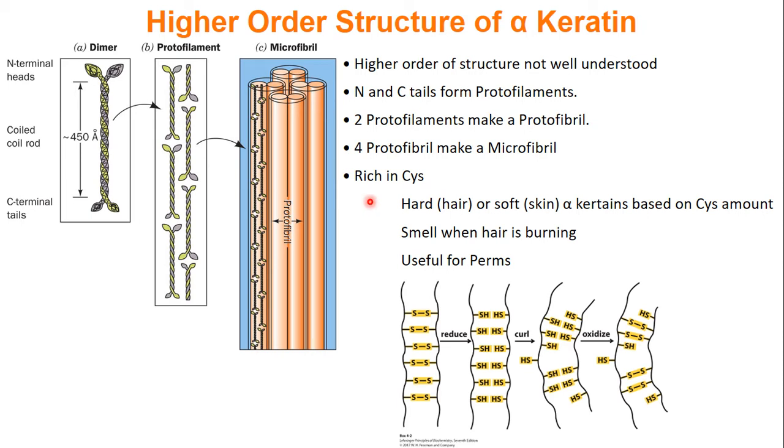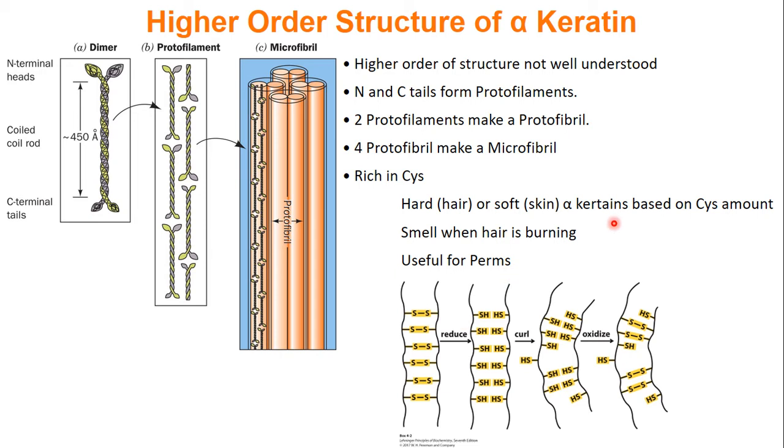Now, when you look at alpha keratin, you'll see that there are a lot of cysteine residues, and these cysteine residues will form disulfide bonds. The amount of cysteine depends on the role of this alpha keratin. Hair has a lot of cysteines because it is generally harder than something like skin, which is much more flexible than your hair. It's interesting, when you burn hair and you get that stinky smell, that smell is from sulfur. That sulfur is from your cysteines.